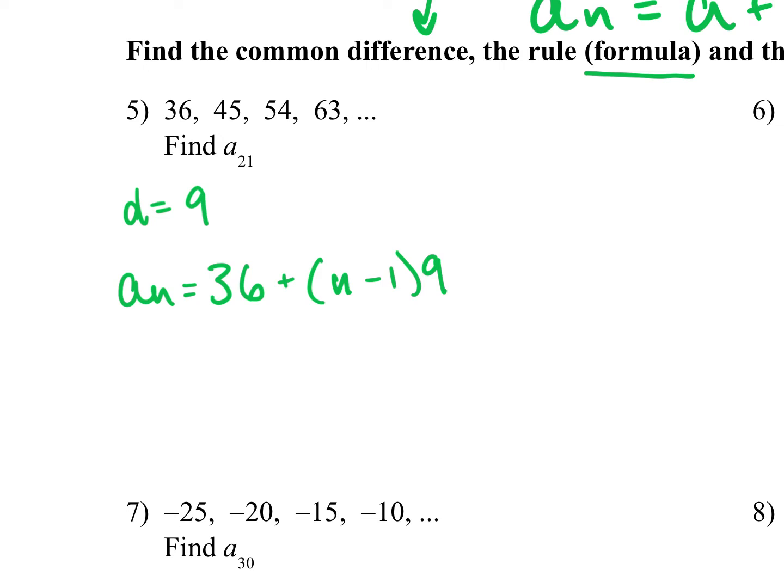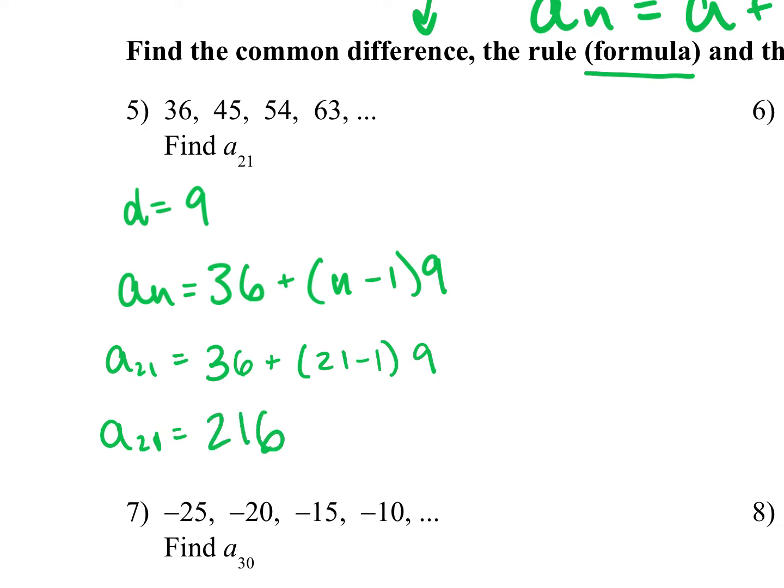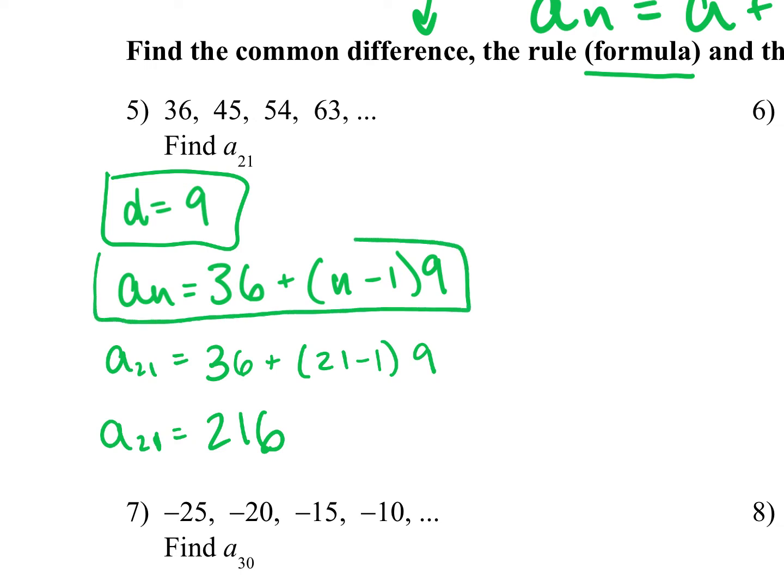And then what do I need to plug into n to find the 21st term? I plug in 21. So I have 36 plus 21 minus 1 times 9. What do we get? So our 21st term is 216. So if it asks for the common difference, that's our answer. The formula is this guy, and then that is when we plug in 21. So 3 different answers here. Any questions?